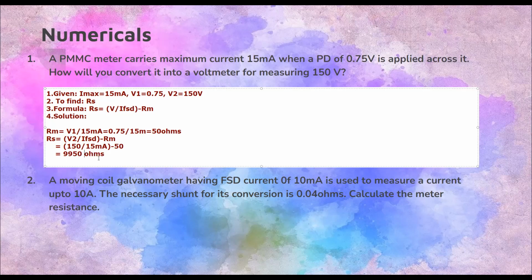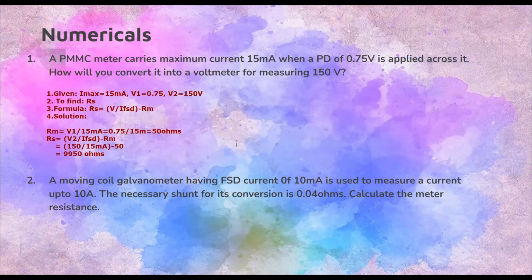Okay, so please solve this in your registers and I'm sure you will get this answer too. So what is this? This is the series resistance. So this series resistance should be connected in series. If you don't write this, you will not get marks. Okay, Rs is found, but how do you connect it? So you can just draw a small diagram over here.